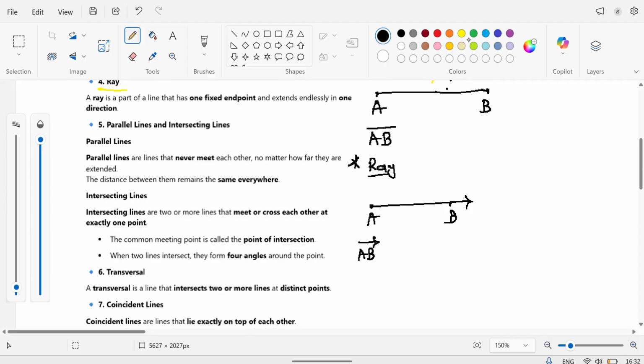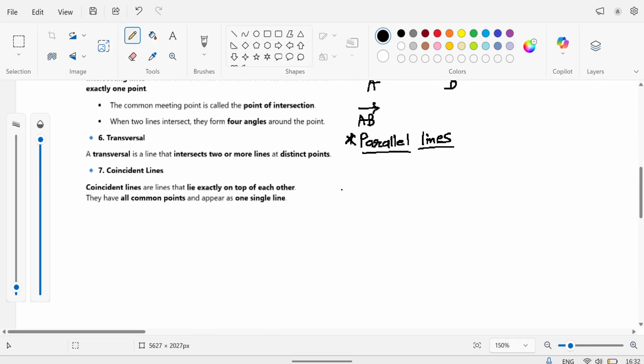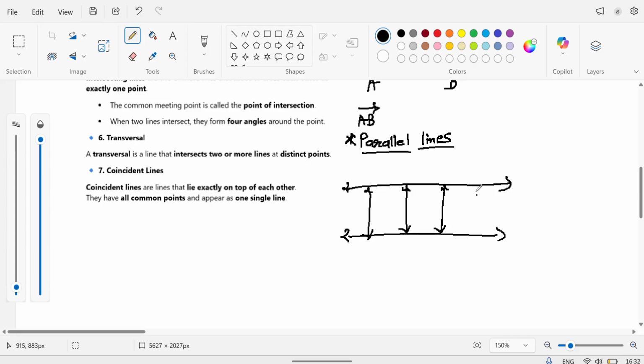The next one is parallel and intersecting lines. Parallel lines are those lines which never meet at any point. Those types of lines are called parallel lines. Another most important thing is that between two parallel lines there is a fixed distance, and this distance is constant, the same or equal, at each and every point of the lines.